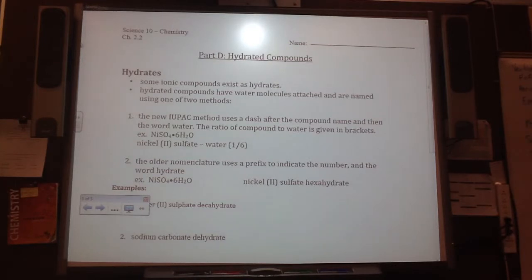Okay, so this is the last part of how to name ionic compounds. And it's not going to be too much more difficult than what we've done. It's just adding on a little bit of extra thing at the end of it. Okay?